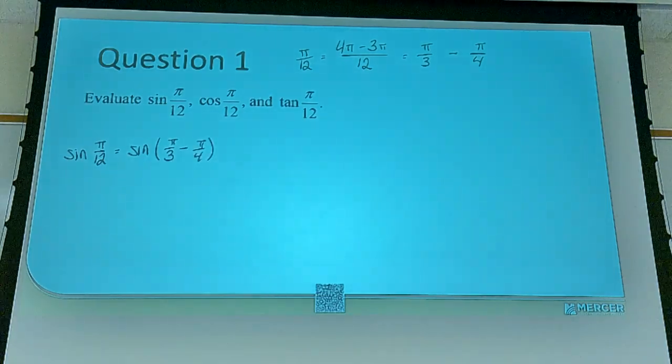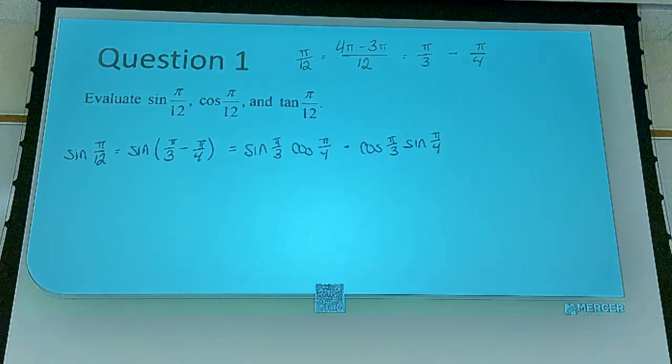We can now use the difference identity. Sine pi over 3 times cosine pi over 4 minus cosine pi over 3 times sine pi over 4.